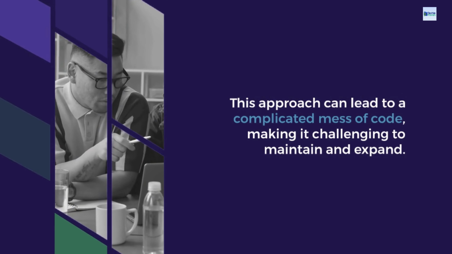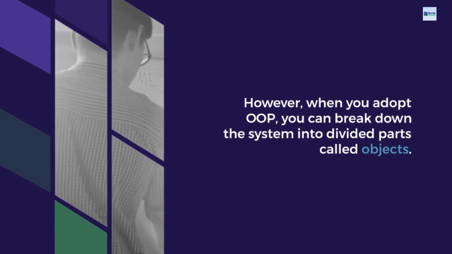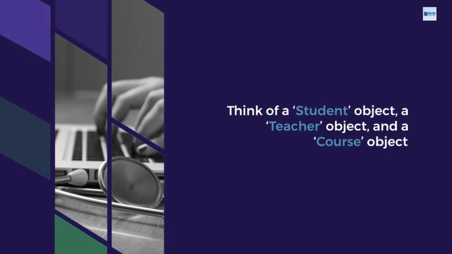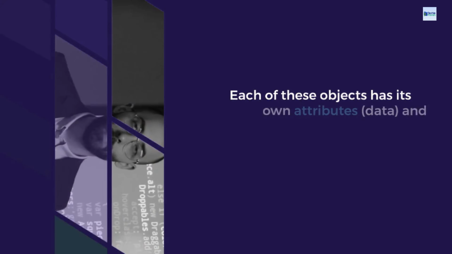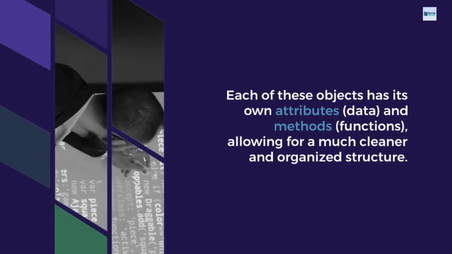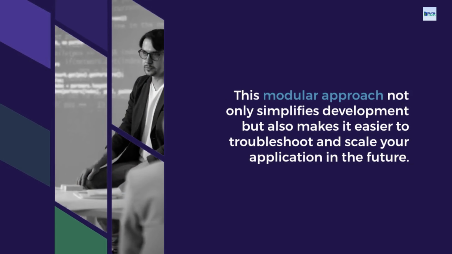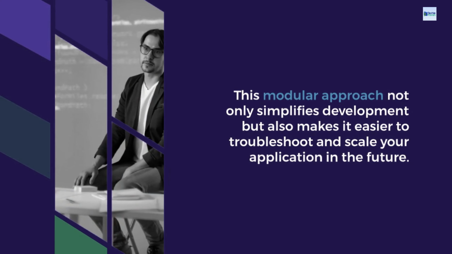However, when you adopt OOP, you can break down the system into discrete parts called objects. Think of a student object, a teacher object, and a course object. Each of these objects has its own attributes, data, and methods, functions, allowing for a much cleaner and organized structure. This modular approach not only simplifies development, but also makes it easier to troubleshoot and scale your application in the future.